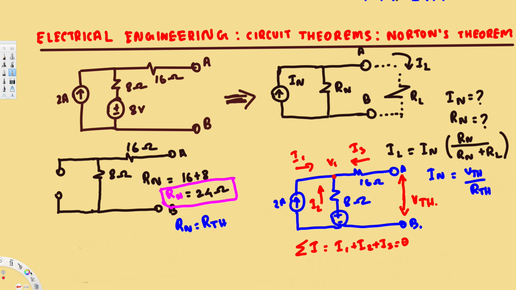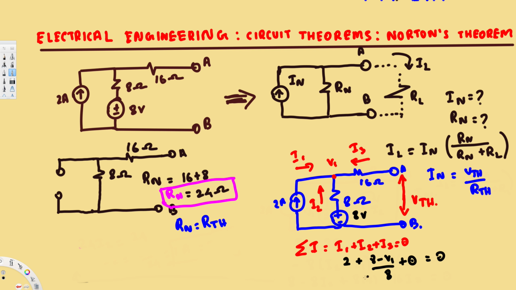Let's plug in the values. First of all, I1 is 2 ampere, and I2 is going to be high voltage minus low voltage. So this is 8 volt actually, so 8 minus V1 over the resistance in between, that's going to be 8. And I3, we don't have any current flow in this one, right? So that's going to be just 0. And that's equal to 0. And let's solve for V1.